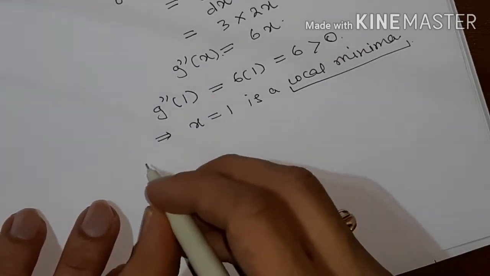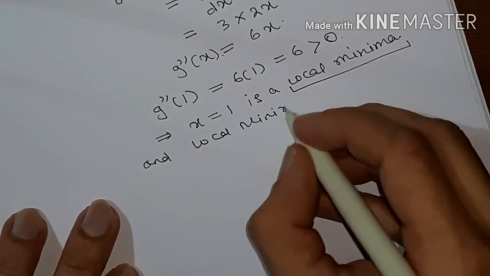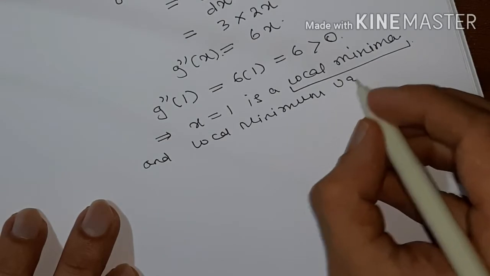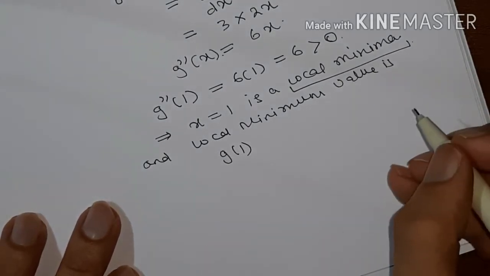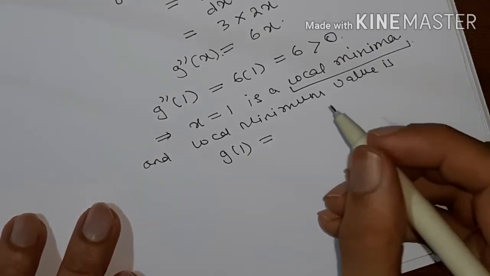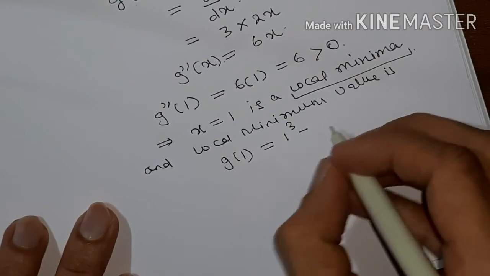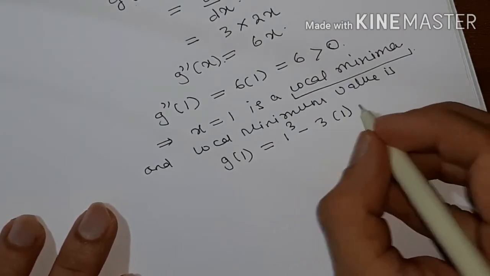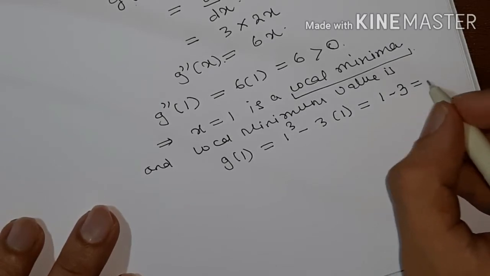And the local minimum value is what? It is g of 1. The function was x cube minus 3x. So you will get 1 cube minus 3 multiplied by 1, which is 1 minus 3, which is minus 2.